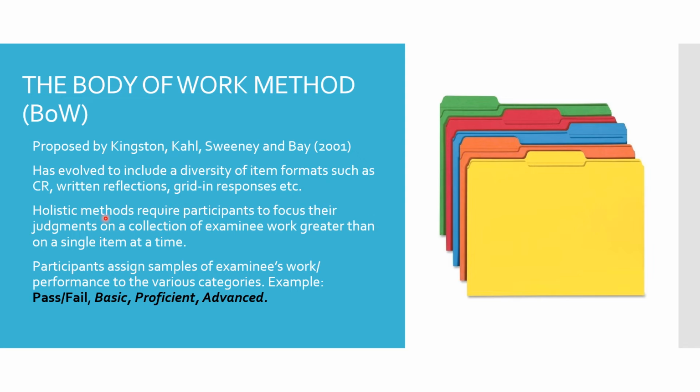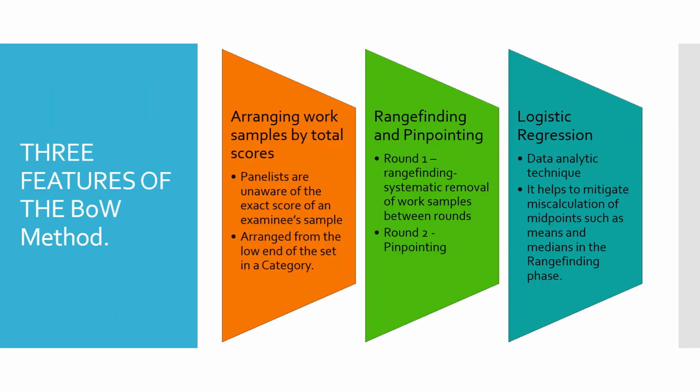So holistic methods require participants to focus their judgment on a collection of examinee work, which is greater than a single item at a time. So it's based on a collection and not looking at a single item. Participants assign samples of examinees' work performance to the various categories, for example pass, fail, dichotomous, or ordinal: basic, proficient, etc.